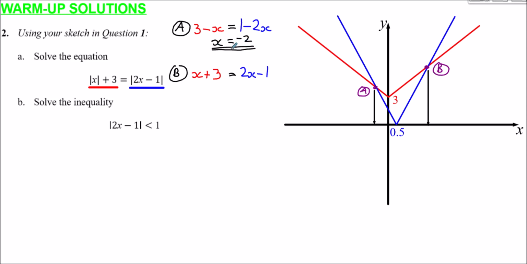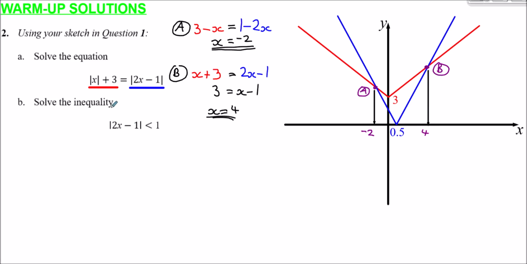The other solution, what we have, is from this one here. If I subtract x from both sides, that gives me 3 equals x minus 1. So for the other solution, adding 1 to both sides, we can see that x would have to equal positive 4. So this one here is when x is equal to -2, and over here for b, that's when x is equal to 4, when the functions intersect.